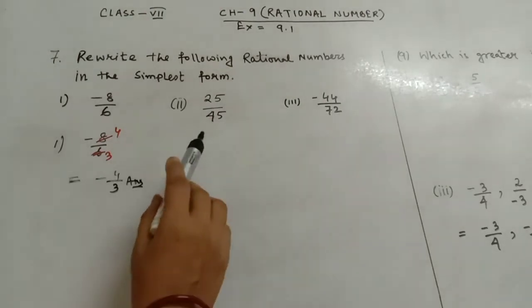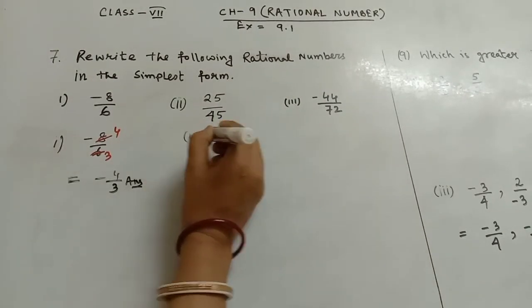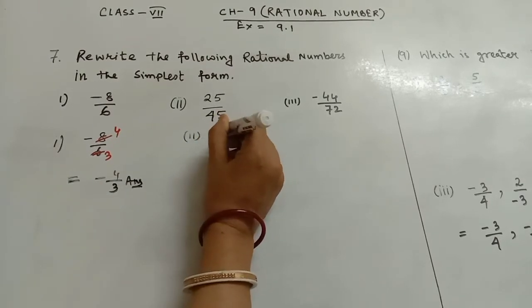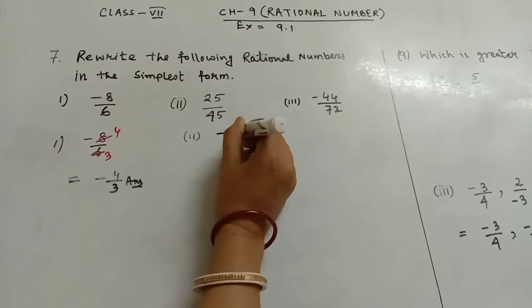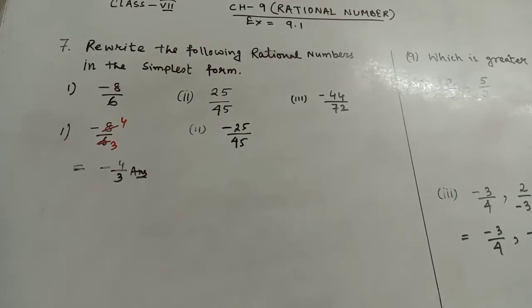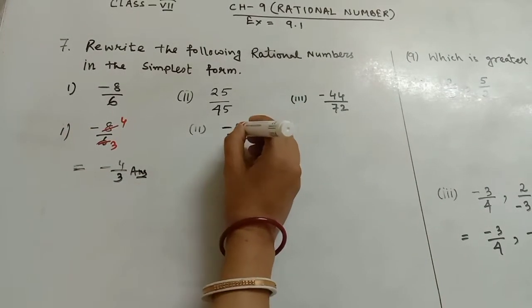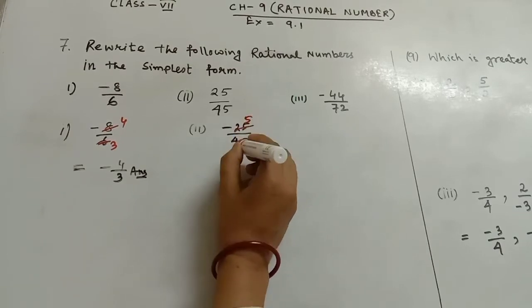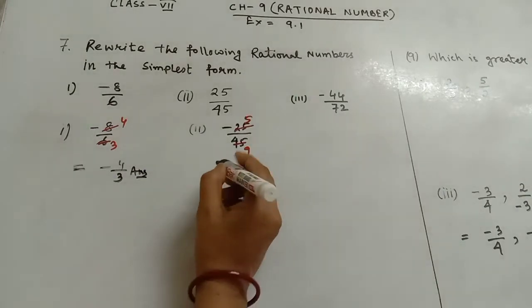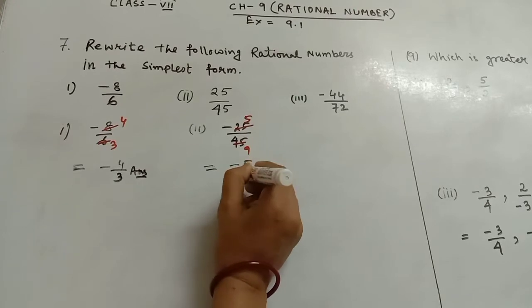Next question is minus 25 by 45. Both the numbers are divisible by 5, so you can divide 25 and 45 by 5. Be careful whenever you are giving the sign, it is in the numerator, it is negative. So 5 5s are 25, 5 9s are 45, and you know that 5 and 9 have no common factor, so you are not able to divide it again. So minus 5 by 9 is the answer.